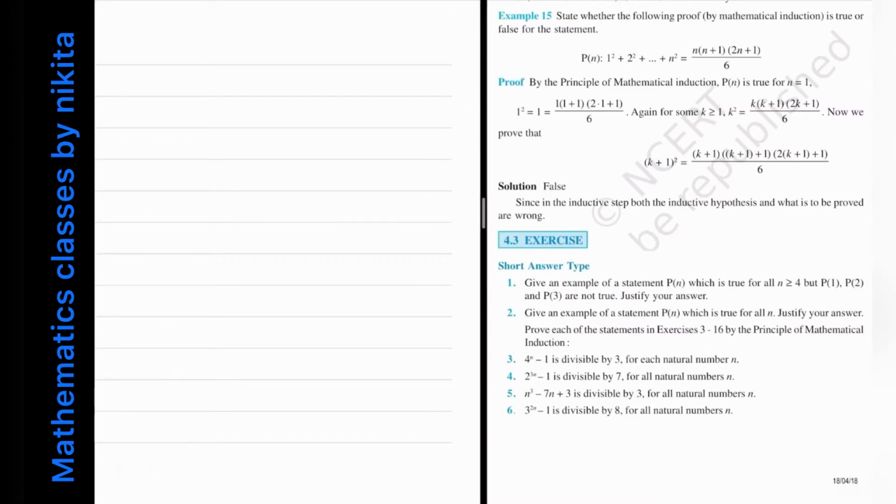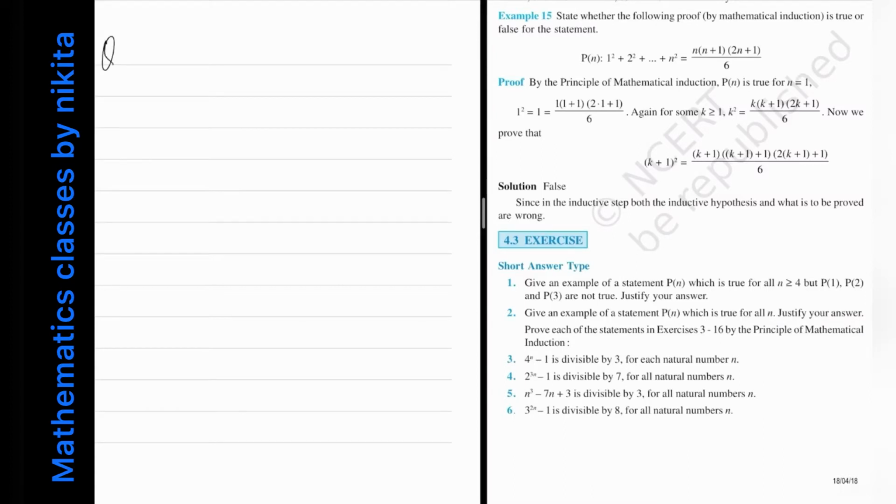Here you can see that question number 1 says, first we have some short answer type. Give an example of a statement P of n which is true for all n greater or equal to 4, but P1, P2 and P3 are not true, and justify your answer. So you have to give a statement in which P1, P2, P3 are not true, but from 4 onwards it is true for all n.